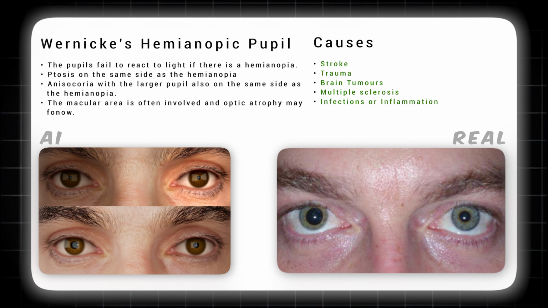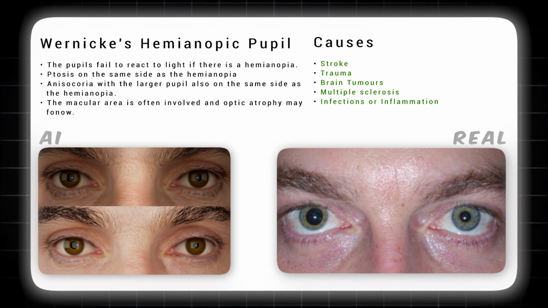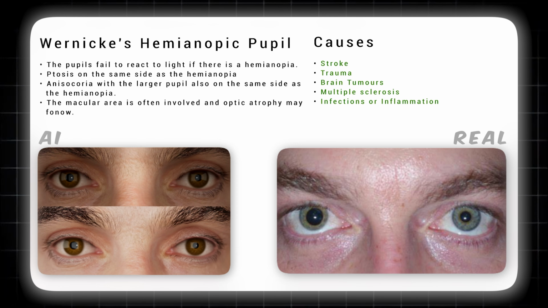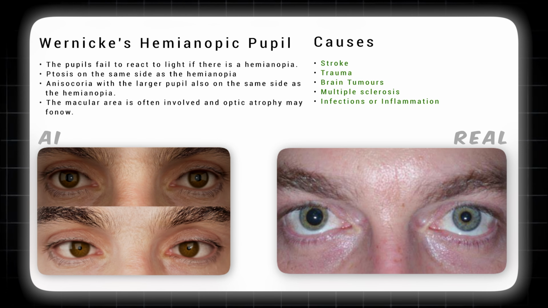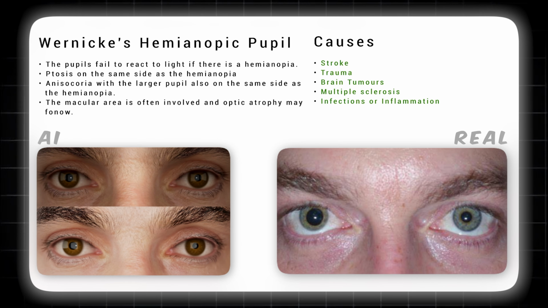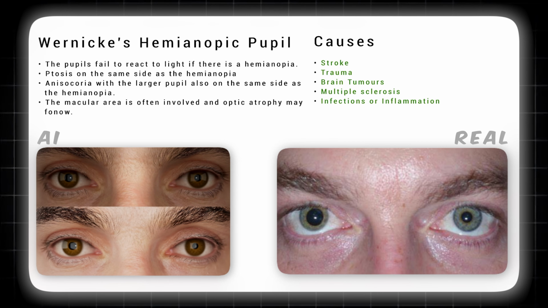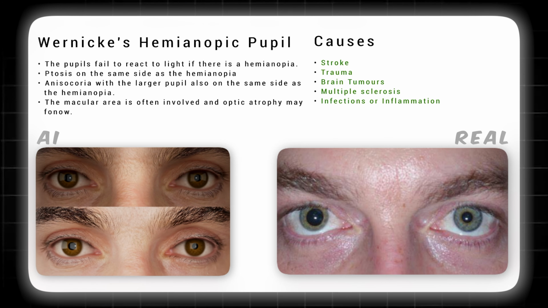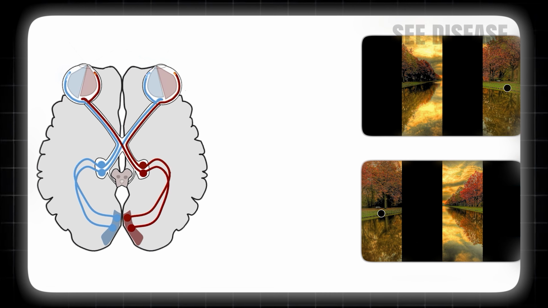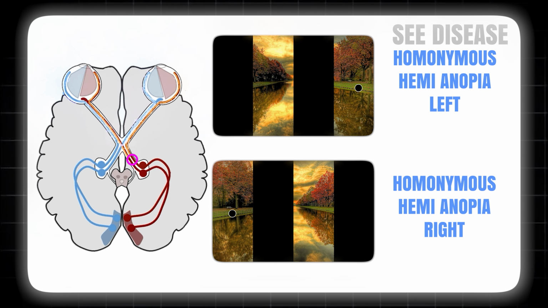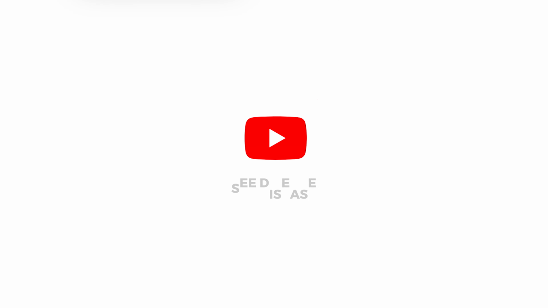Wernicke hemianopic pupil is usually due to a lesion over the optic tract on one side. We can see ptosis, anisocoria, and sometimes optic atrophy. The causes include stroke, trauma, brain tumors, multiple sclerosis, infection, and inflammation. The accommodation reflex is preserved, but the light reflex is absent on the hemianopic side. Usually, in the hemiretina where the light is shown, there's a difference in reflex.